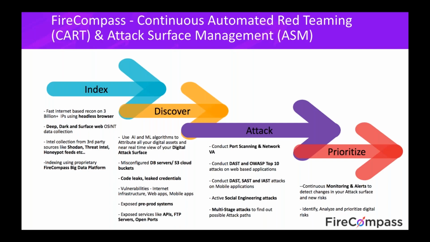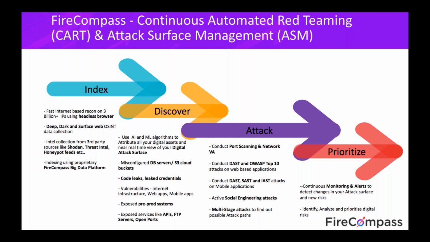So we are into CART, or continuous automated red teaming. We continuously monitor the deep web, dark web, surface web. We have indexed the global internet for the last couple of years, and we have stored it in our big data platform. And then it's a complete SaaS-based platform. You don't need any hardware, no software, no agents, and the system will automatically go and discover your attack surface without any need for any information. So it's absolute zero knowledge. Go and discover your domains, subdomains, open database servers, cloud buckets, code leaks, leaked passwords, pre-production systems, etc.